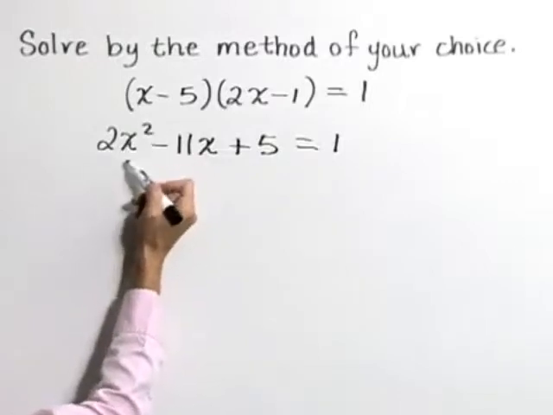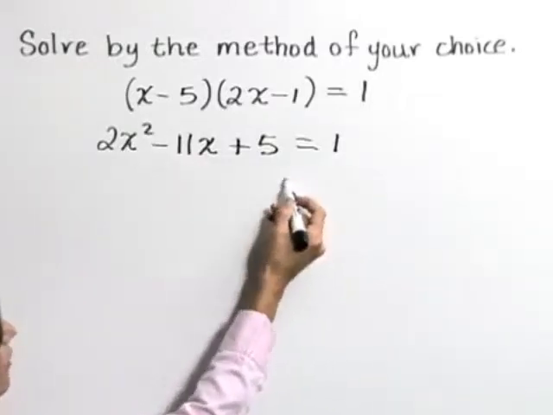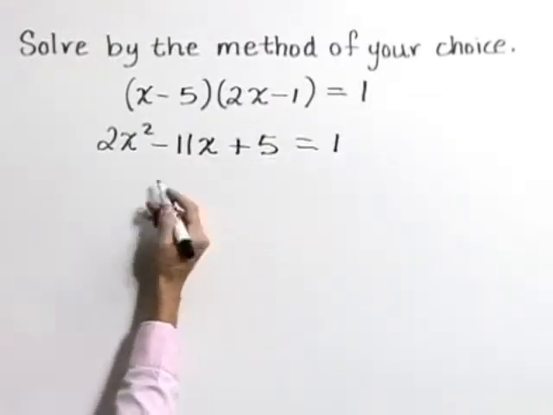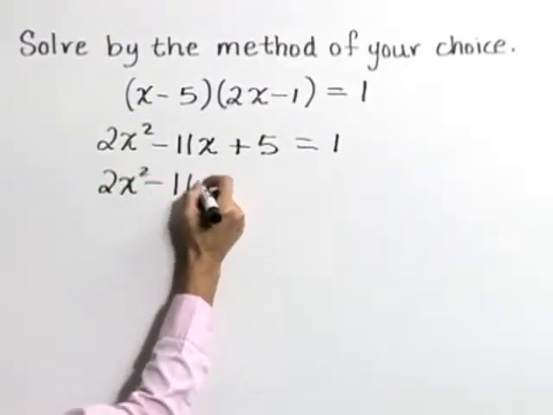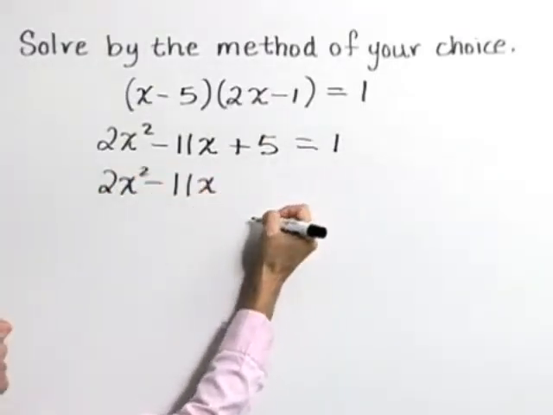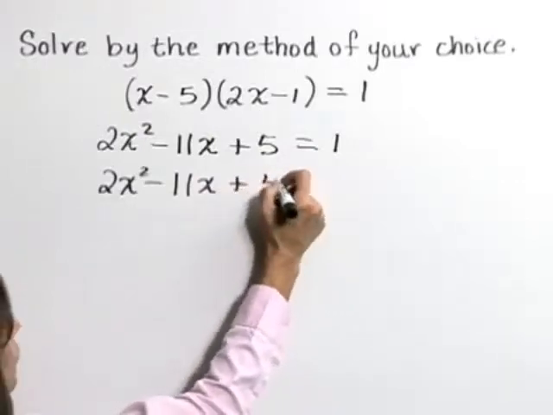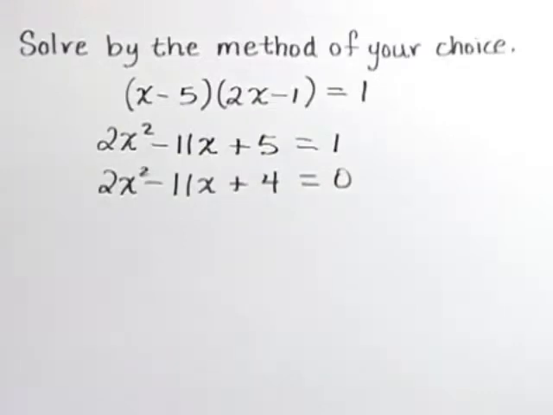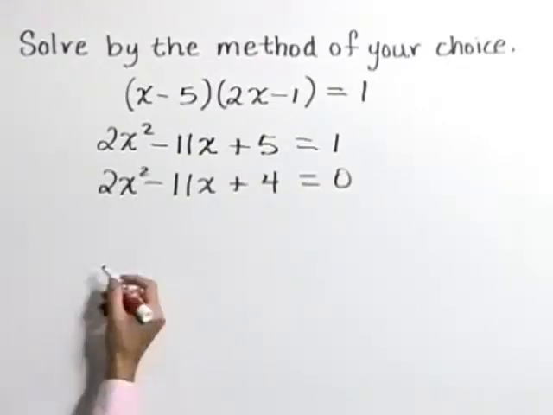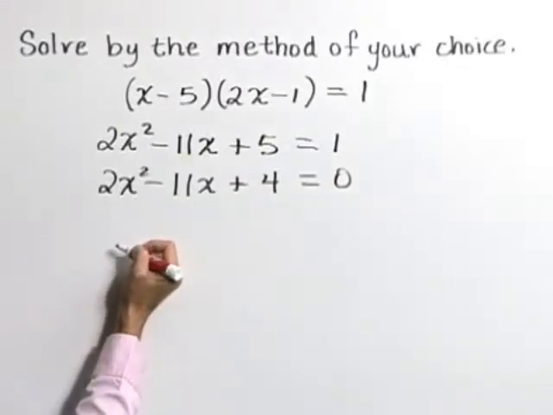So we see we've got a quadratic equation. Let's put it in standard form by moving this 1 to the left. Thus it becomes 2x squared minus 11x. 5 minus that 1 is 4. So plus 4 is equal to 0. I'm going to go ahead and solve this equation now by using the quadratic formula.